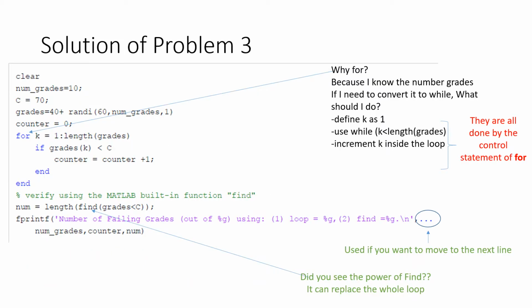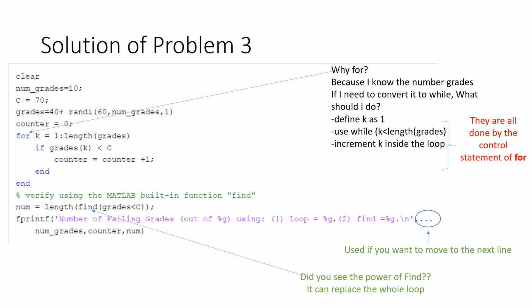Now what about the solution here guys? Of course, I should first define the number of grades. I should define the failing grade. I should define the grades matrix or array here. And I should define a counter as 0. This counter will be used to count the number of failing grades.